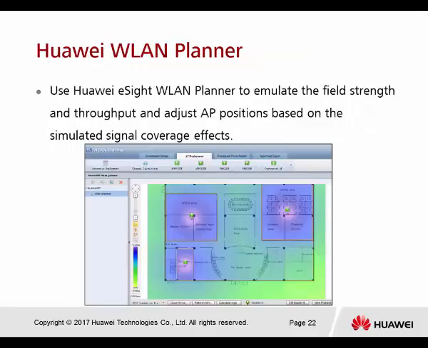And this one is the Huawei WLAN Planner. Use Huawei eSight WLAN Planner to emulate the field strength and throughput and adjust the AP position based on the simulated signal coverage. This is another simulator developed by Huawei. It allows you to import the floor plan and do some simulating. Right here they already have many different types of Huawei AP. For more, you can click on this arrow key and select another model. You just deploy the AP in the room that you want, and then you click on simulate, and it will show you the result.